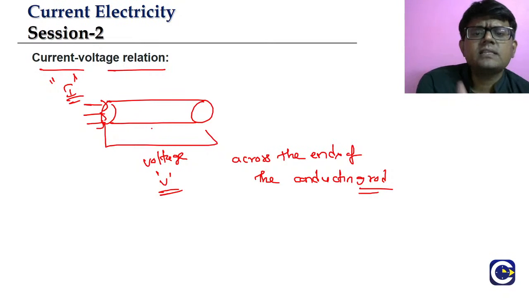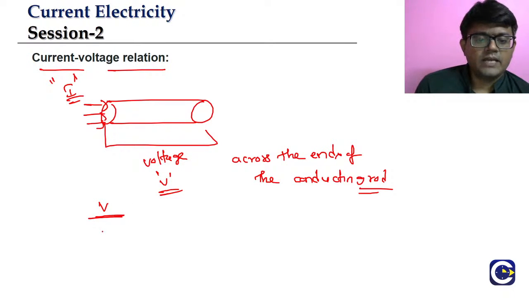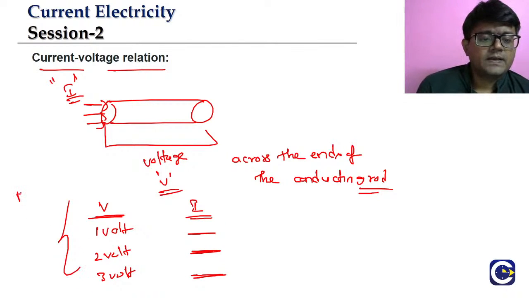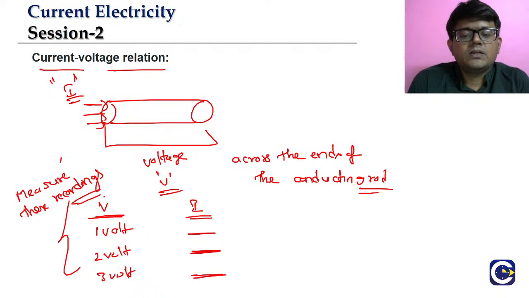This is an experimental observation, and because we can change the value, we can even do this in our regular school labs. We keep changing the voltage: maybe 1 volt, what is the corresponding current? We change the value of the voltage applied. At 2 volt, what is the corresponding current value? At 3 volt, what is the corresponding current value? We can measure these recordings, and we will be able to understand the relation between the voltage and current.